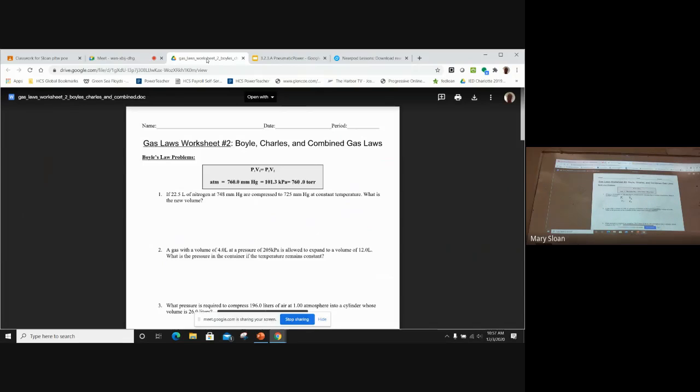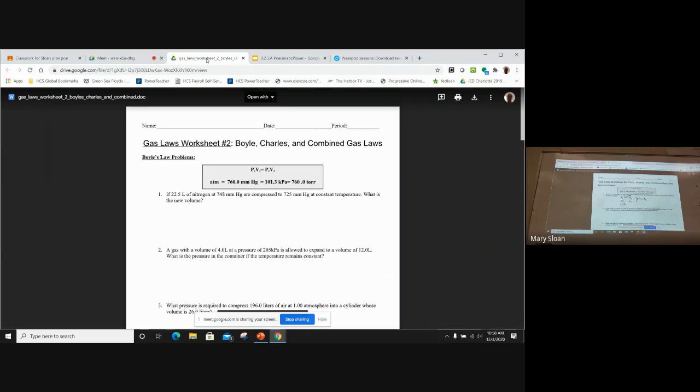So we're going to look and see what we have. So I know we have one volume, right? So our first volume is 22.5 liters. I know that the original pressure was 748 millimeters of mercury. And I also know my second pressure equals 725 millimeters of mercury. So I am looking for volume 2.